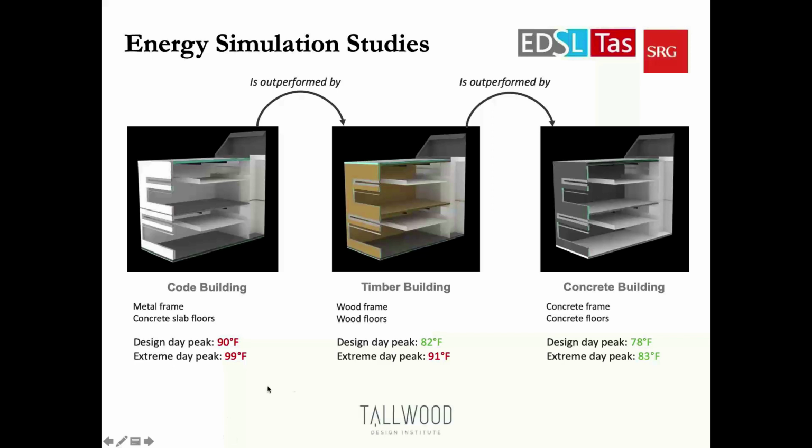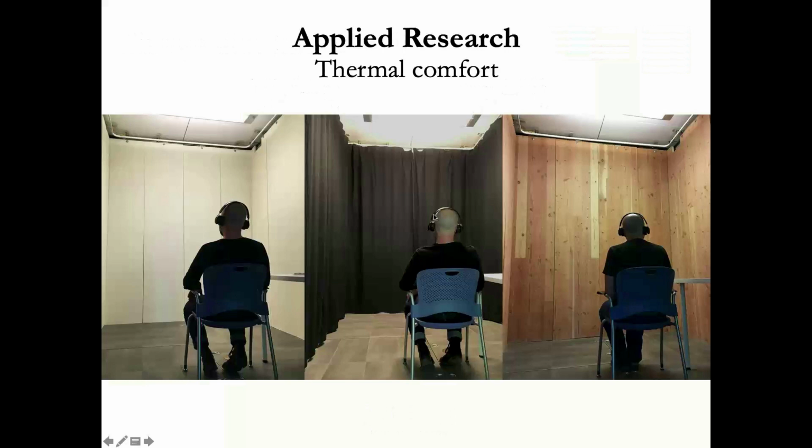The current work has found that a metal frame building with concrete slab floors is outperformed by a mass timber building, but the mass timber building is still outperformed by a concrete building in terms of that night flush and thermal mass effect. So we need innovative design of the building itself to try to compensate for that with mass timber buildings.